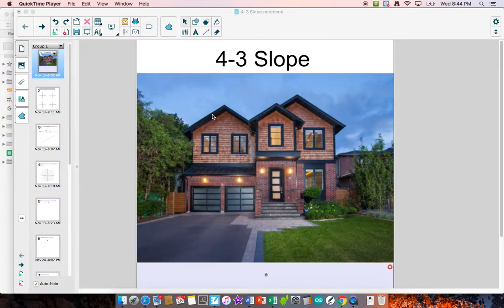Game time. Here we go. 4-3. Slope. Let's have some fun doing some math. Hear that pen click? You know I mean business. Please title your notes 4-3.